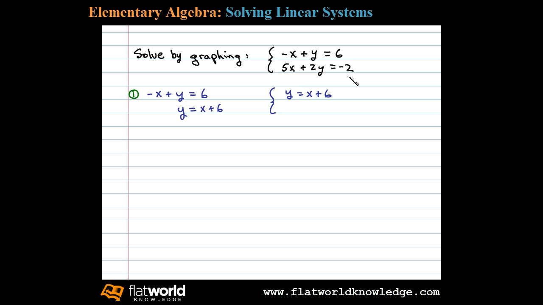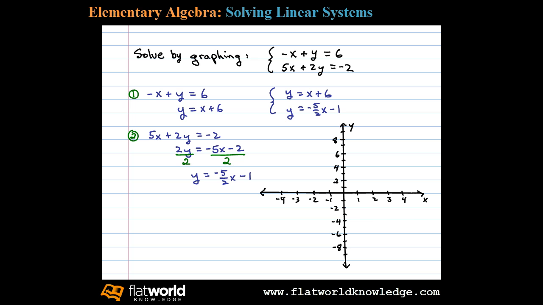Next, let's determine slope-intercept form for the second equation. To do this, we begin by subtracting 5x on both sides. That'll leave us with 2y equals negative 5x minus 2. Solving for y, we next divide both sides by its coefficient, 2. And we have y equals negative 5 halves x minus 1. So this is an equivalent system where the lines are written in slope-intercept form. This will help facilitate the graphing process.